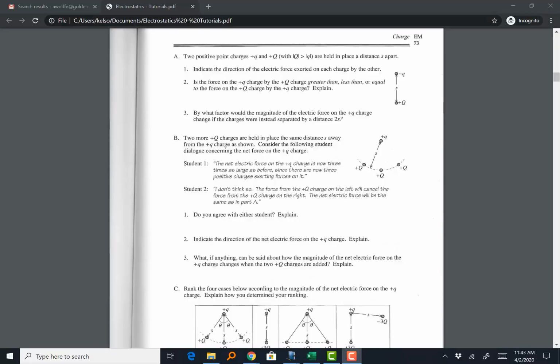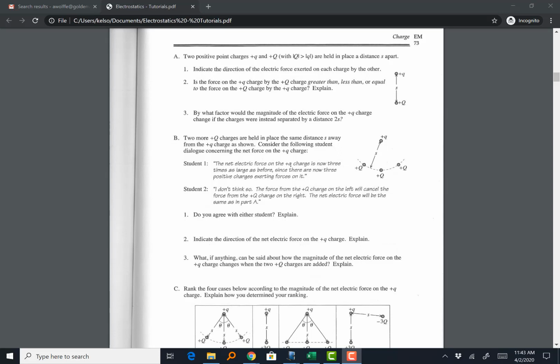Alright, so this is going to be the solutions to our problems using Coulomb's law with superposition. So here's the first set of problems, the tutorials that we have. We'll start with part A. We have two positive point charges, Q and q, which are held in place at a distance s apart. So you've got a little diagram there showing that situation.